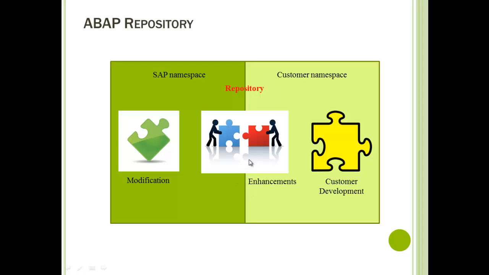If the enhancement is also not sufficient, at that time you will go for modification. Initially, for customer development, there is not much impact. You can develop as much as you want. If it is not enough, then you can do enhancements in the standard program, where SAP allows or gives you an option to use customer exits. If that is not possible, then you can do the modification. That is the difference between the customer namespace and the SAP namespace.